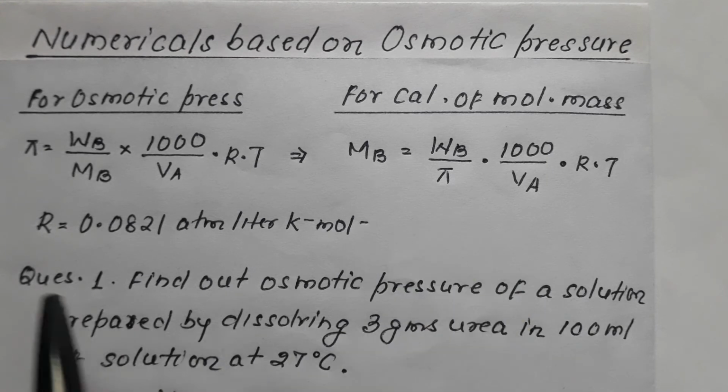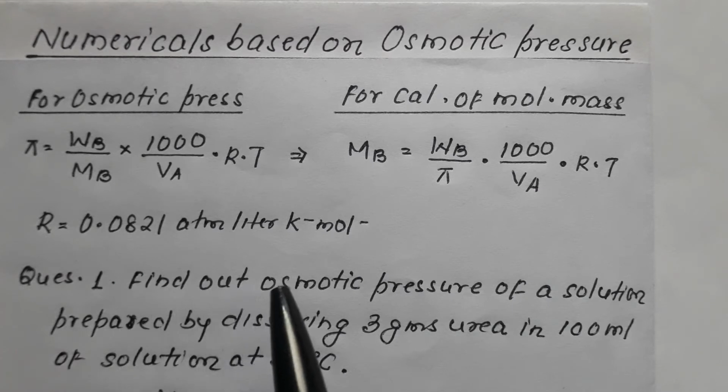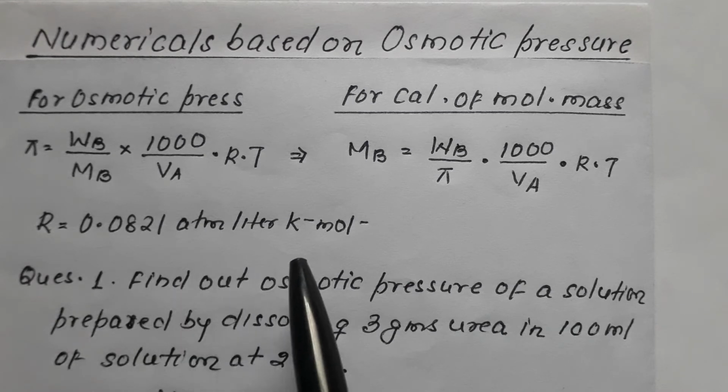In this equation, the value of R would be kept as 0.0821 atmosphere liter per Kelvin per mole. The value of R would be 0.0821 atmosphere liter per Kelvin per mole. So let us deal with the numerical based on the osmotic pressure calculation.